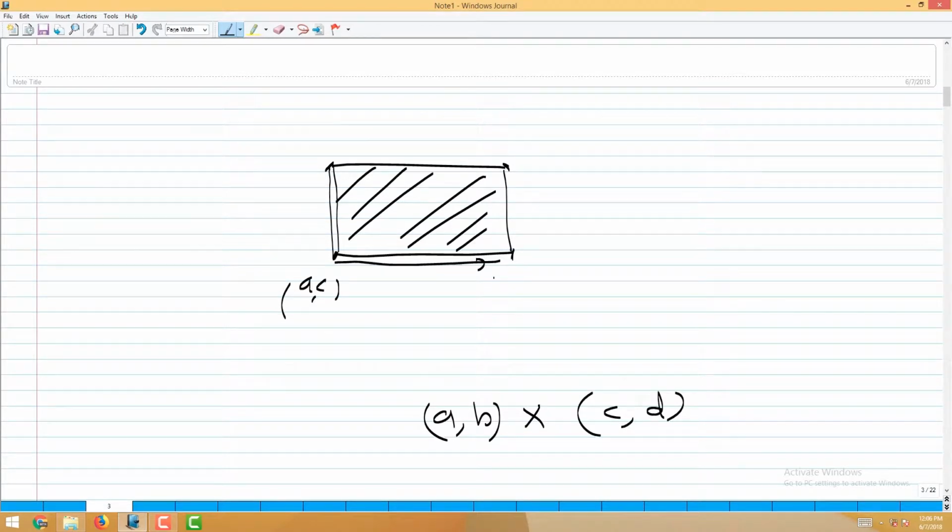Then the corners become AC, BC, AD, BD. So, this will be the rectangle. That is why axis parallel rectangles. So, it is actually going from the intervals by taking the Cartesian product of intervals on both the axes.